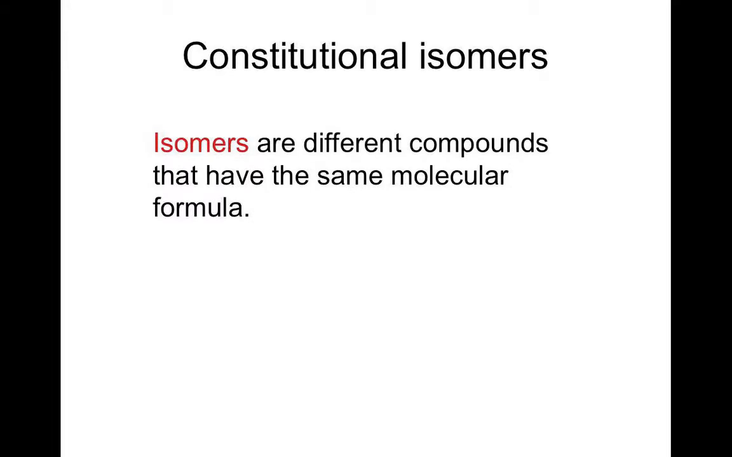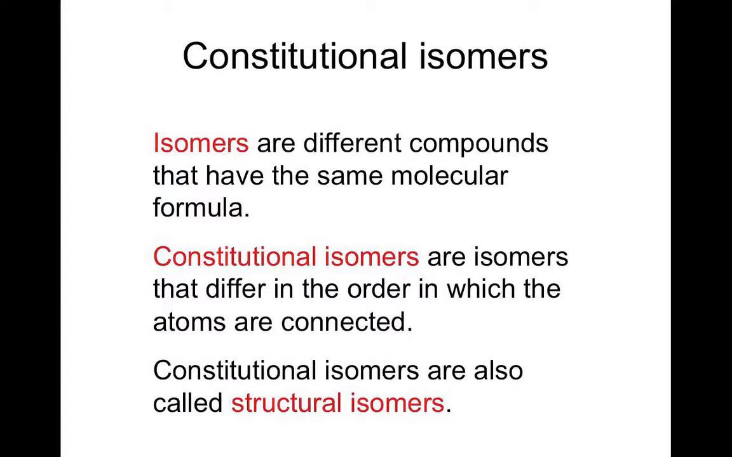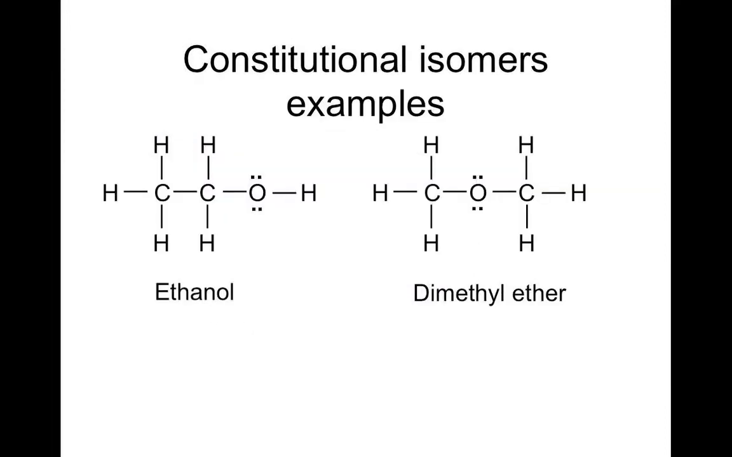Specifically, molecules that have the exact same atoms bonded together in different patterns are referred to as constitutional or structural isomers. On the next slide, we can see two examples of this. Ethanol and dimethyl ether each have molecular formulas of C2H6O, but the atoms in each of the molecules are connected differently to one another.